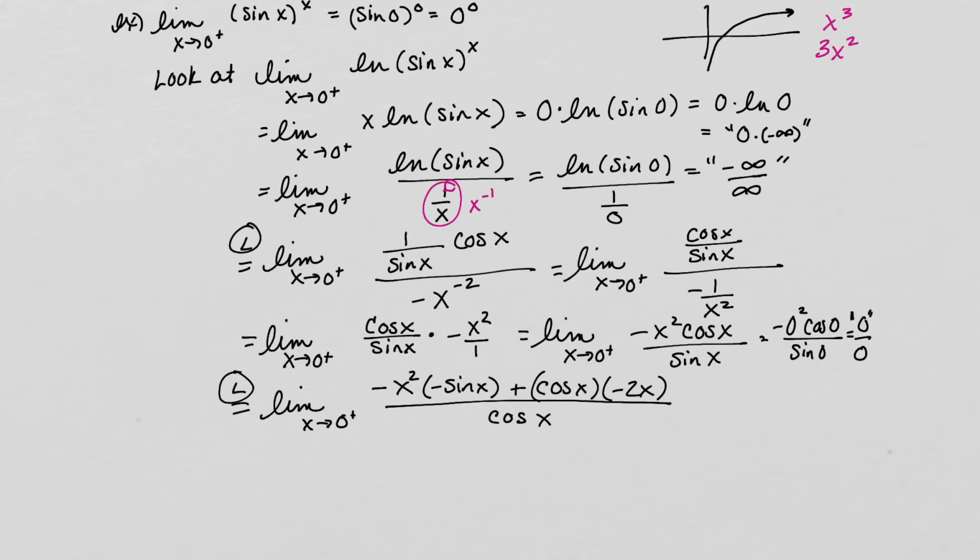So, again, remember L'Hopital's rule, we're not doing the quotient rule, right? We're not doing bottom times derivative of top minus top times derivative of bottom all over bottom squared. We're literally taking the derivative of the top part, and then we're taking the derivative of the bottom part.